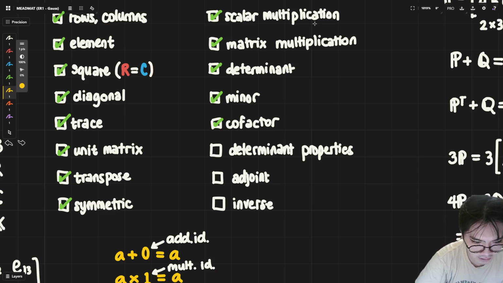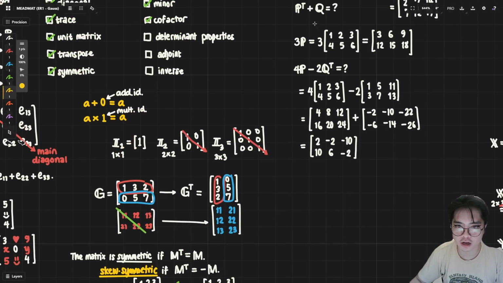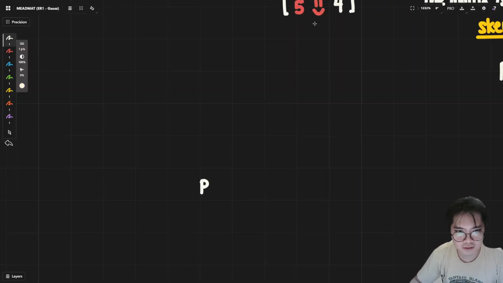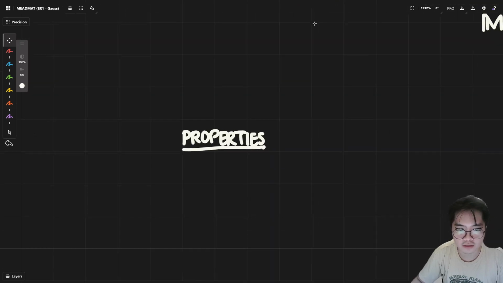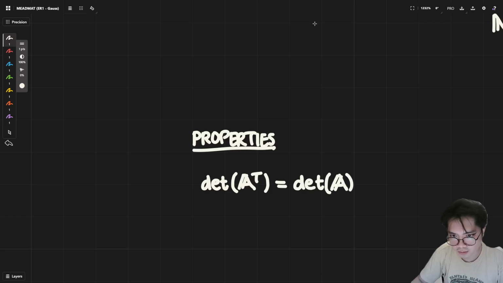Determinant properties. The first property that I would like to share is that the determinant of your transposed matrix is still the same as your determinant of the original matrix.